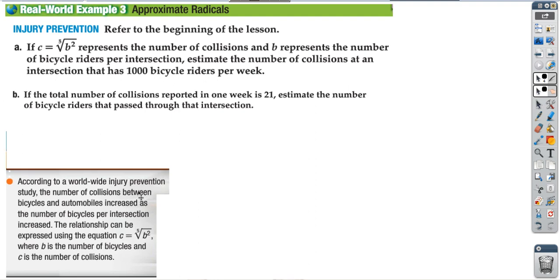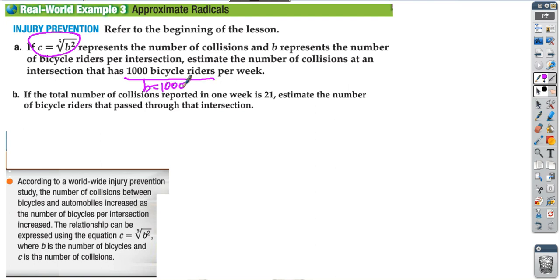It says, according to an injury prevention study, collisions between bikes and automobiles increased as the number of bikes per intersection increased. And they found this equation right here. C equals the 5th root of b squared, where C stands for the number of collisions, and b is the number of bike riders per intersection. The first question says, estimate the number of collisions at an intersection that has 1,000 bicycle riders. And that means b is equal to 1,000.